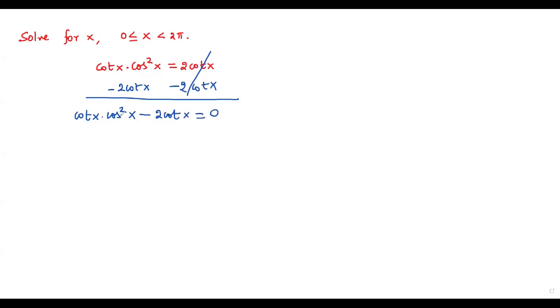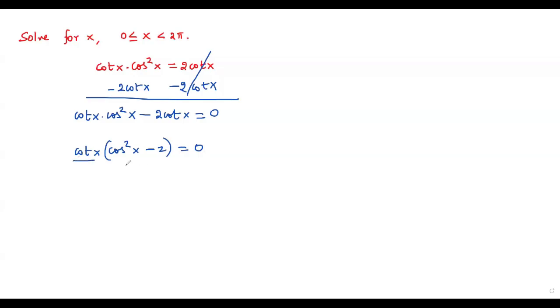Okay, here I find cotangent x as the greatest common divisor for these two terms. Since cotangent x is the greatest common divisor for these two terms, we can factor cotangent x out. When I factor cotangent x out, I have cosine square x left in the first term. Let me write it out here. So since cotangent x is factored, we have left negative 2 in the second term. So cosine square x negative 2 equals to 0.